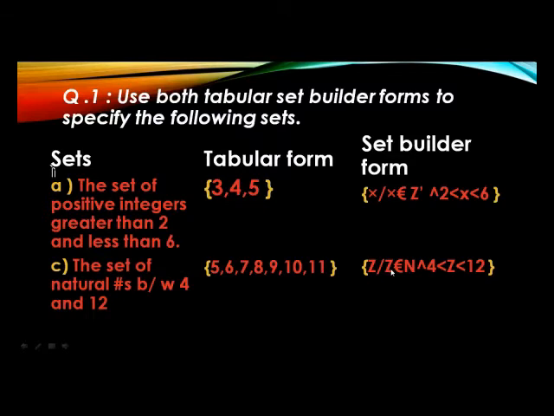In set builder form, we give all numbers the name Z. We say these all are Z. It doesn't mean they belong to set Z. No, for these numbers we select the name as Z. Z such that Z belongs to N. This is the set which is representing the type of the elements. So we write here N, natural numbers. Then 4 is less than Z, and Z is less than 12, which means we write the first limit and here the last limit.